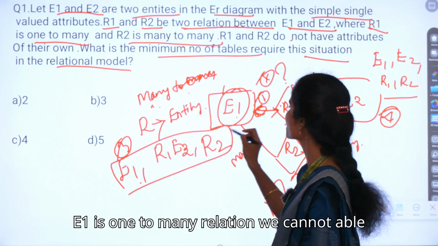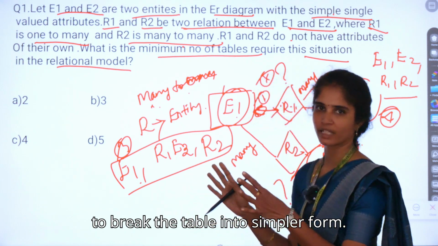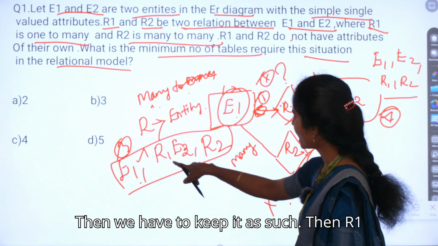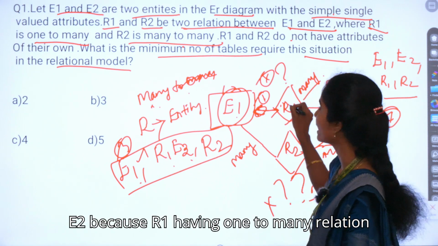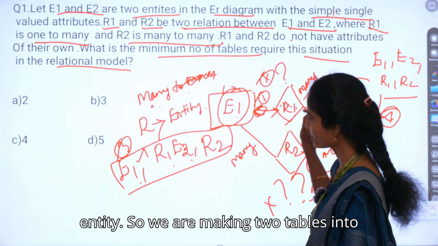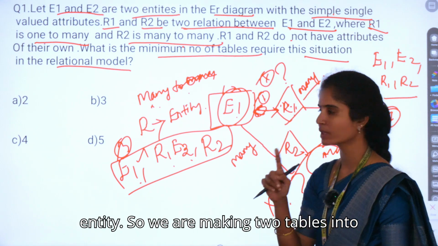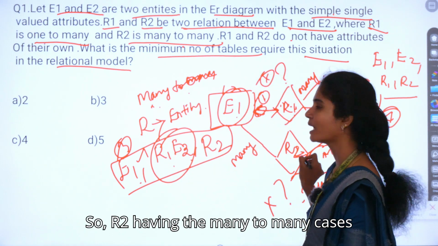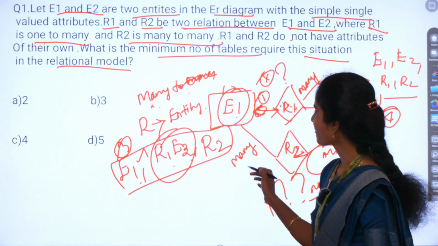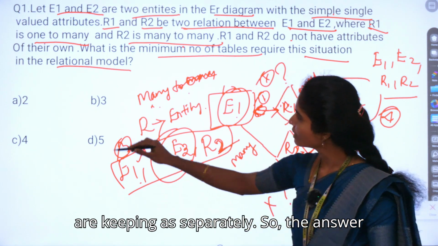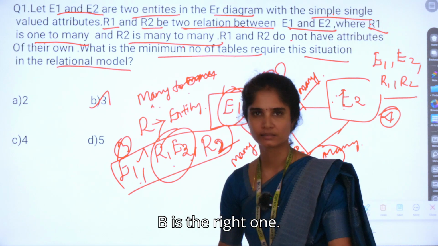That is E1. E1 is on the 1 side, we cannot break the table into a simpler form, so we have to keep it as such. Then R1, E2: because R1 is a 1 to many relation, we can merge the relation into an entity. So we are making 2 tables into one table, that is R1 and E2. R2 having the many to many relation, we cannot merge, so we are keeping it separate. So the answer B is the right one.